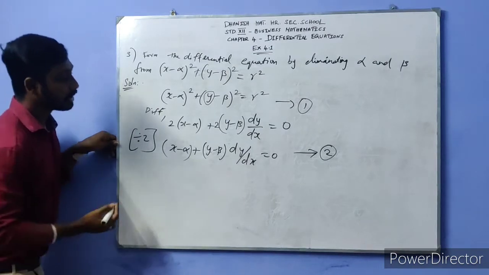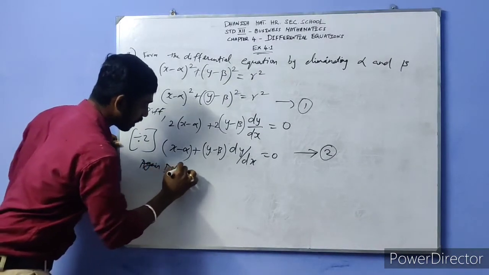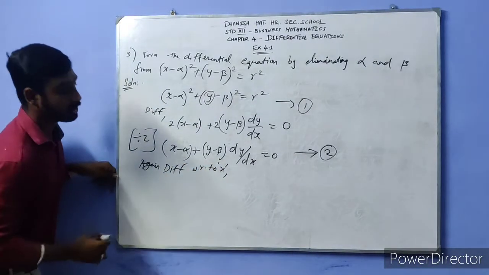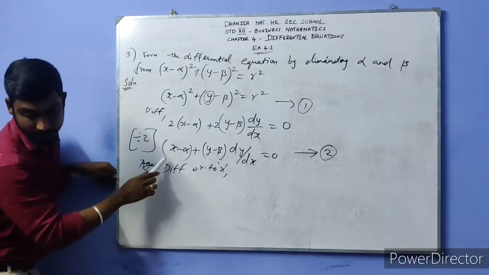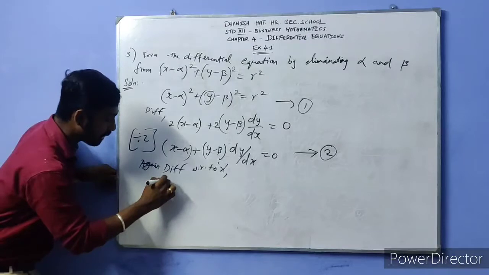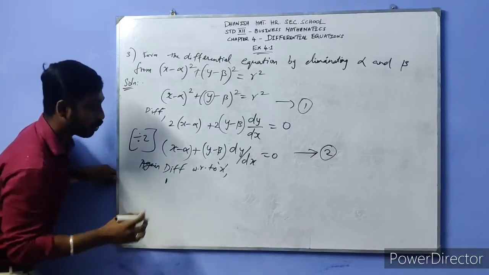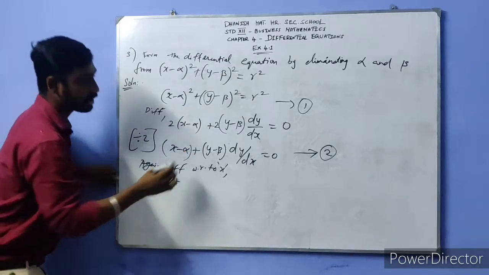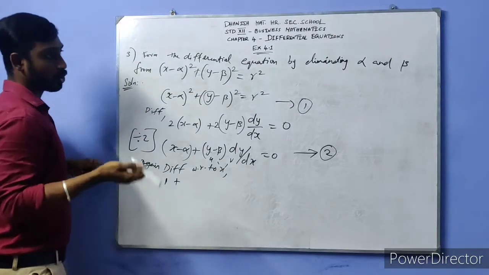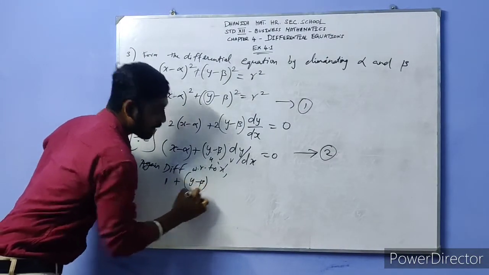Now we are going to differentiate again with respect to x. Here we differentiate this one. Differentiation of x in (x minus alpha) is 1, and differentiation of minus alpha is totally 0. So 1 plus, here itself, it looks like the UV method, and you already know the UV formula. Here (y minus beta) remains constant.